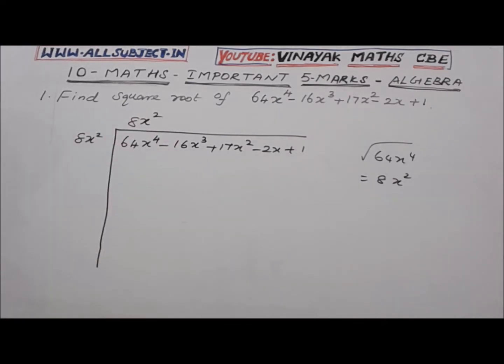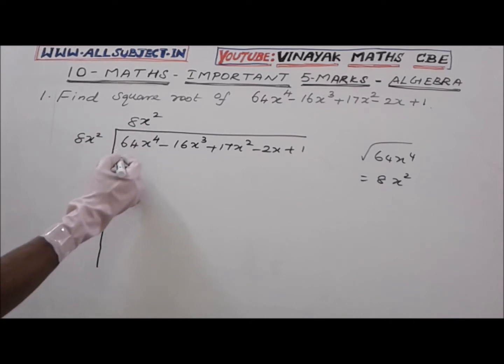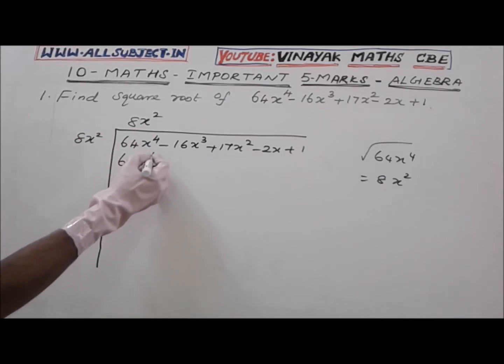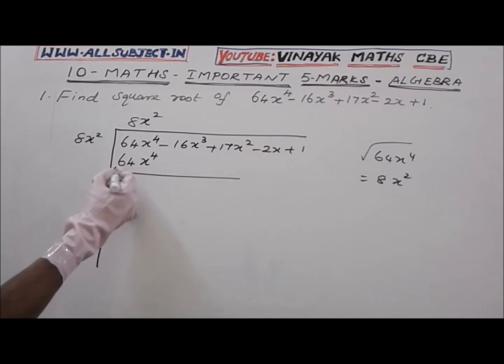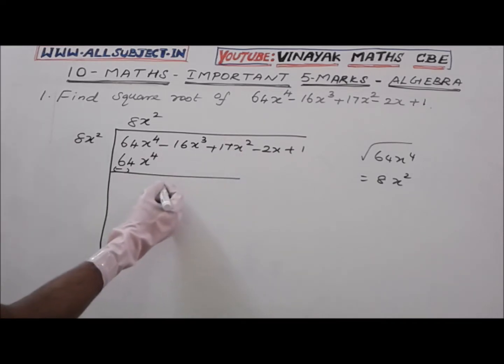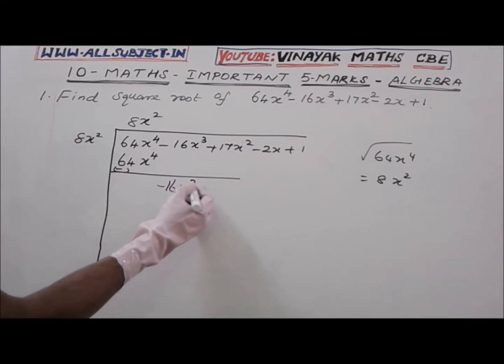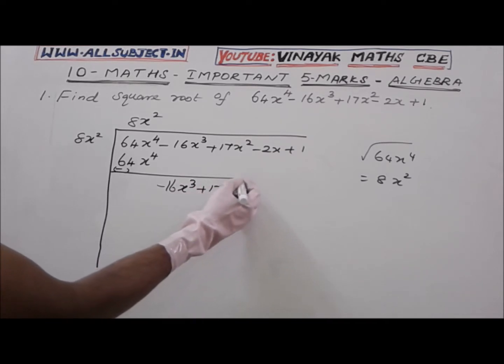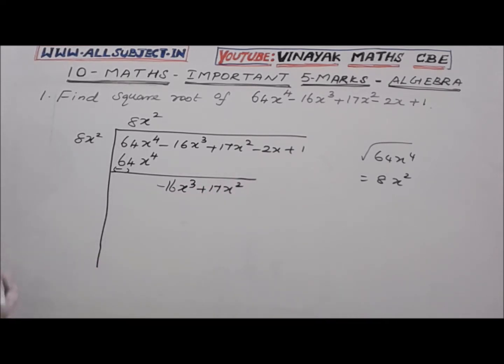Now multiplying these two, 8x square into 8x square, gives 64x power 4. Now changing its sign, it gets cancelled. So the remaining two terms are minus 16x power 3 plus 17x square. Now multiply the 8x square by 2 and write here that is 16x square.